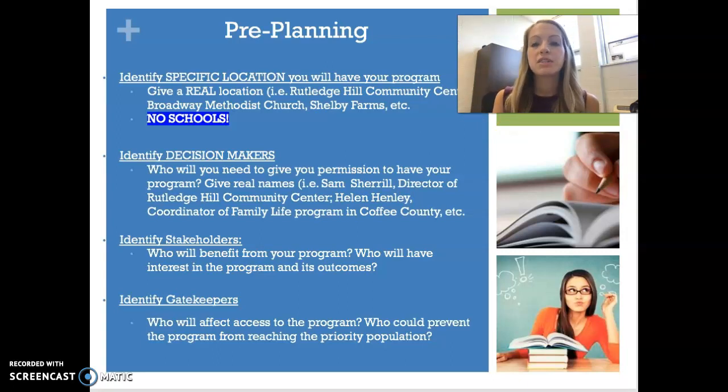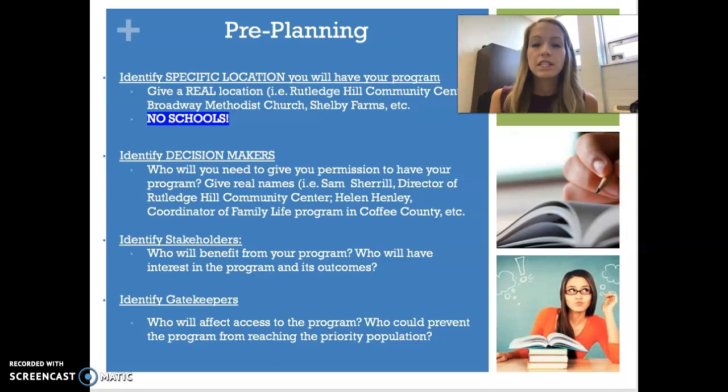We're going to identify specific locations for our programs. So you want to give a real location. I don't want you to make it up. I want it to be real. Examples could be Rutledge Hill Community Center, Broadway Methodist Church, Shelby Farms. The only thing is that you cannot use a school. Do not use any K through 12 public or private school. It has to be a community accessible location. Again, no schools.